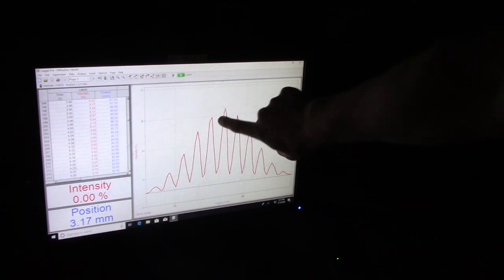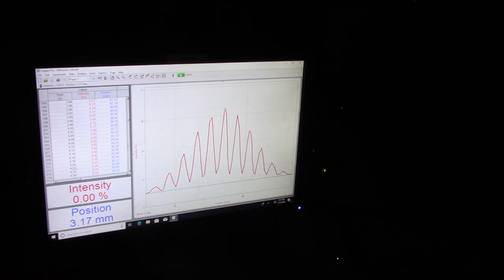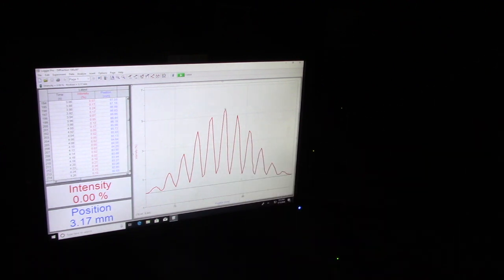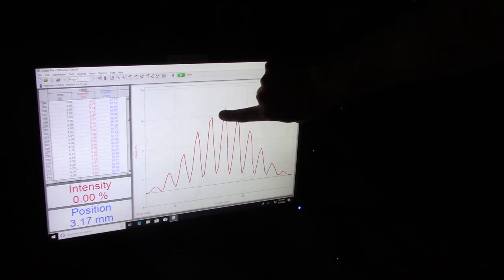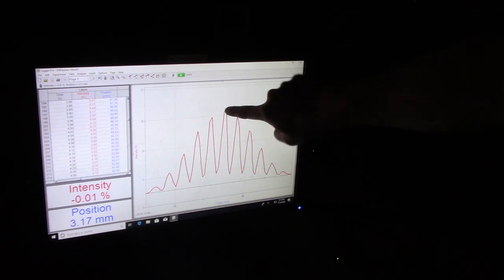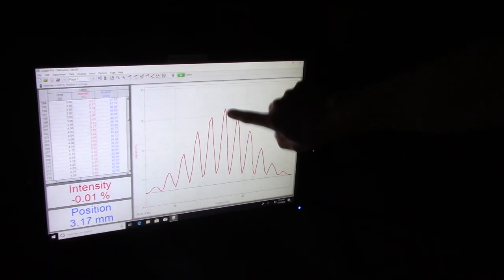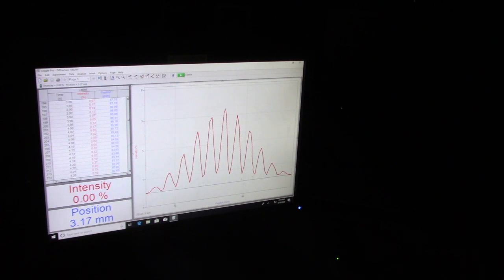Wherever the intensity peaks, we call that an interference maximum. And wherever the intensity is at a low point, we call that an interference minimum. You can also notice that there's a center of the pattern where the intensity is the largest, and that's right here. So what we're about to do is measure the distance between different peaks in this interference pattern.